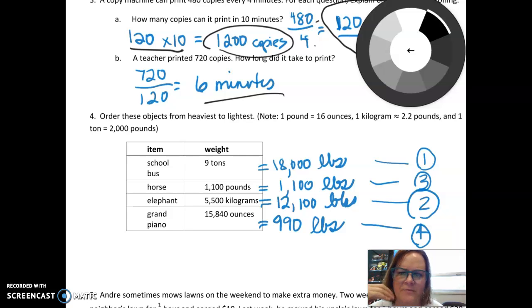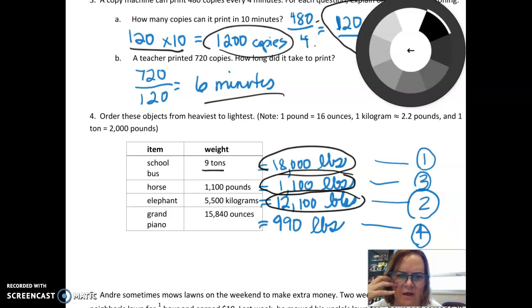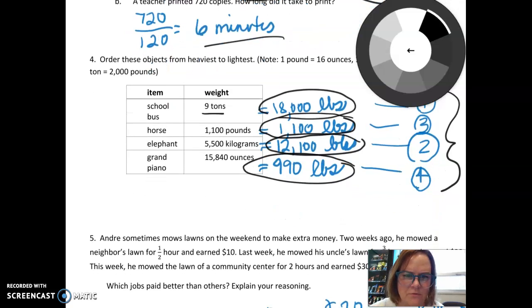Number 4, we had to order these from heaviest to lightest. And so again, just like that earlier problem, I had to choose a unit of measure that I could use to compare all of them, and I chose pounds. So I turned the 9 tons into 18,000 pounds. The horse is already 1,100 pounds. It's already in pounds. I had to turn the kilograms into pounds by multiplying by 2.2. So then I got 12,100 pounds. And then I had to turn these ounces into pounds. 15,840 ounces is just under 1,000 pounds. And then that's the order from heaviest to lightest.